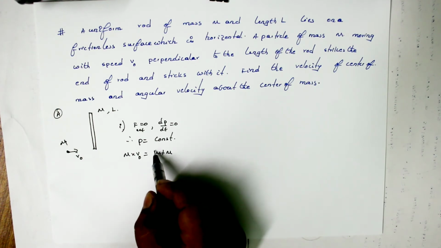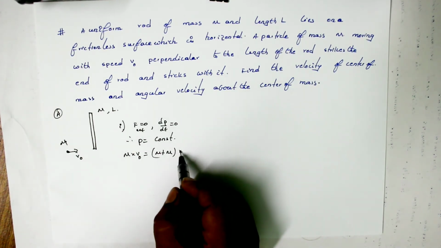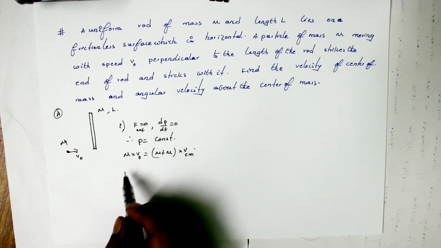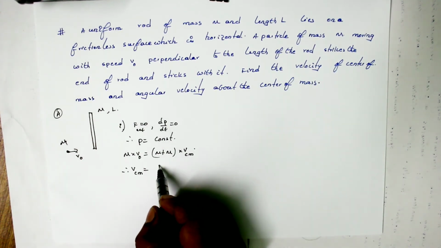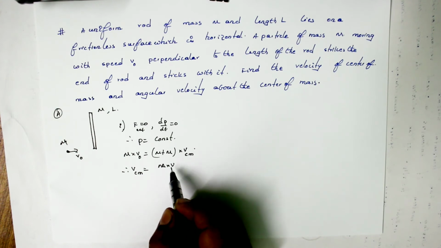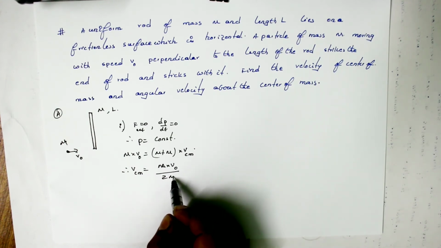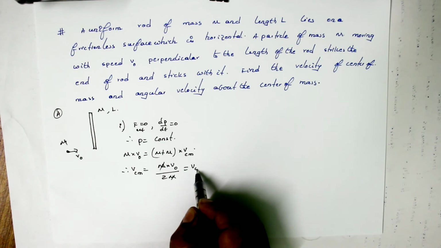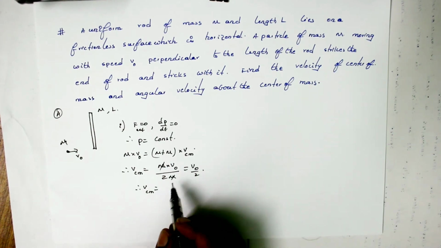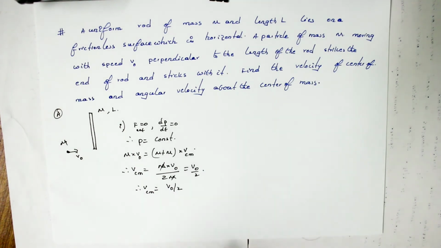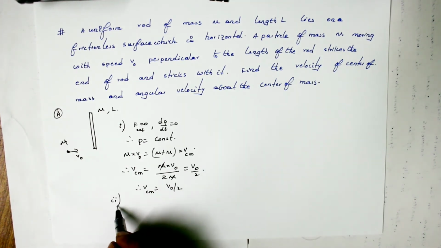So total m plus m, and their center of mass is traveling with the velocity of vcm. So I can write velocity of center of mass as m into v naught divided by 2m. So m gets cancelled, so v naught divided by 2. So the velocity of center of mass of the system is v naught divided by 2. Now we have the second question also.